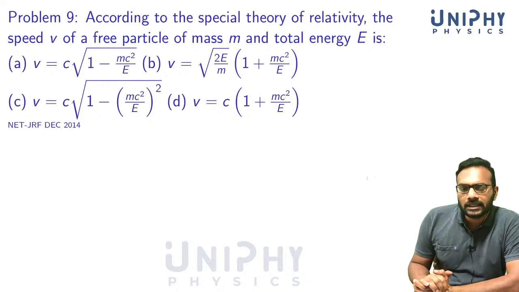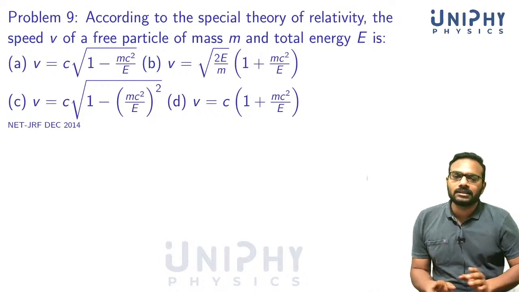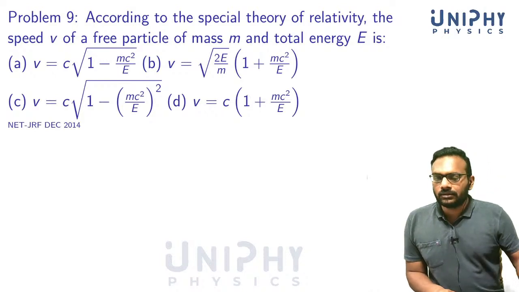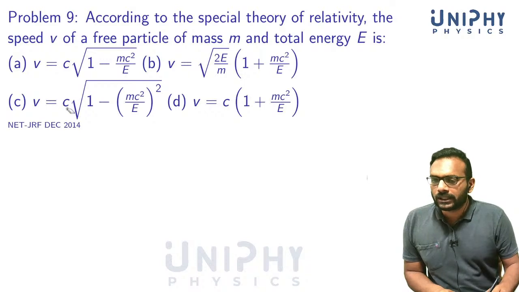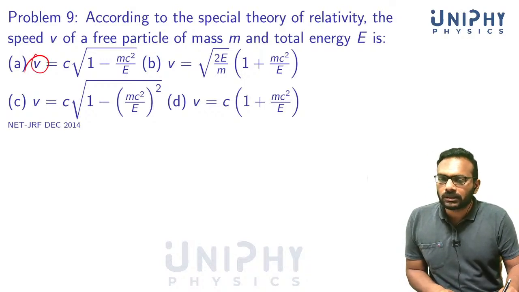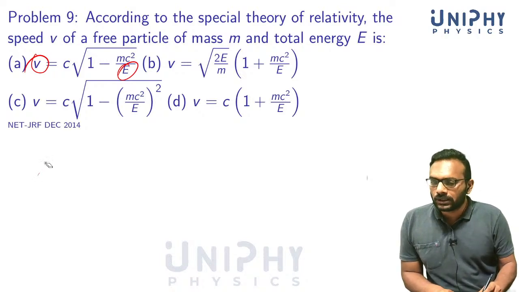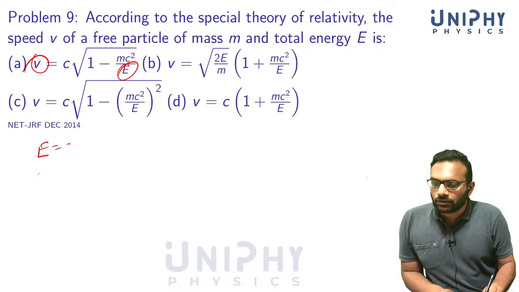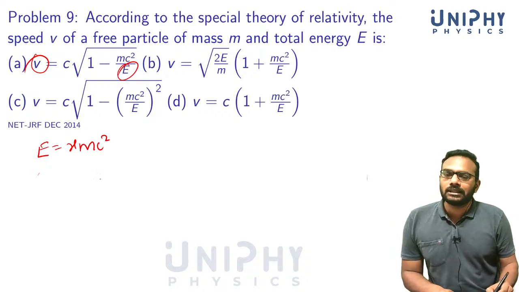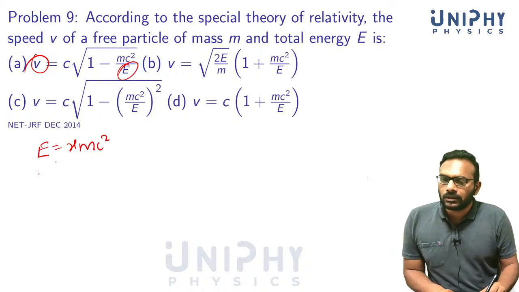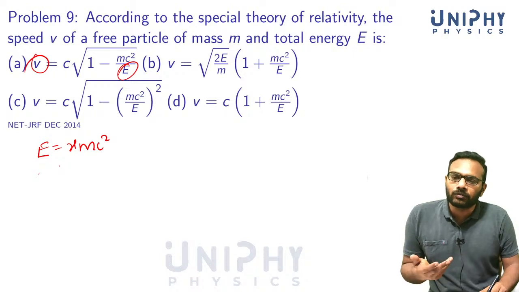According to the special theory of relativity, the speed v of a free particle of mass m and total energy E. You need to find the velocity in terms of the energy. That's all. That's an easy problem. So what relation will you use? You will use E is equal to gamma m c square. That's the relation that you will use, and you will just solve for velocity from here.